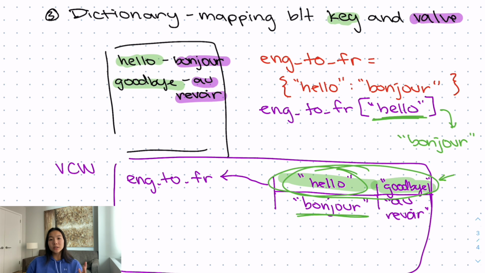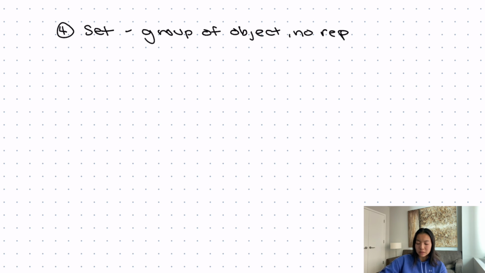And dictionaries also do not have any ordering, okay? Finally, let's talk about sets. Okay, so a set is just kind of a group of objects. But in this group, there's no repeats.